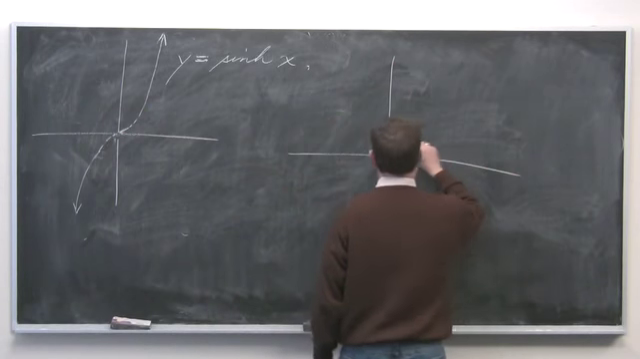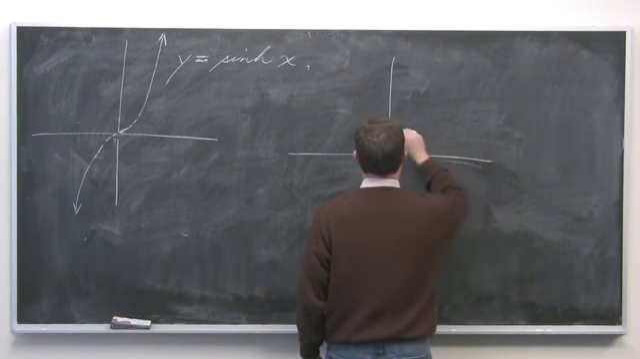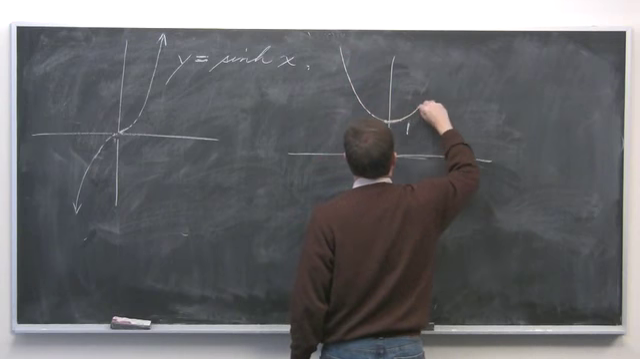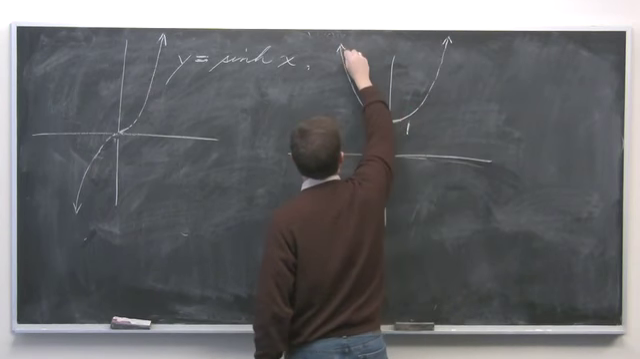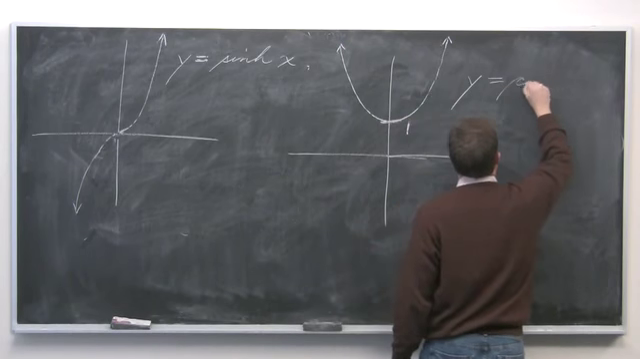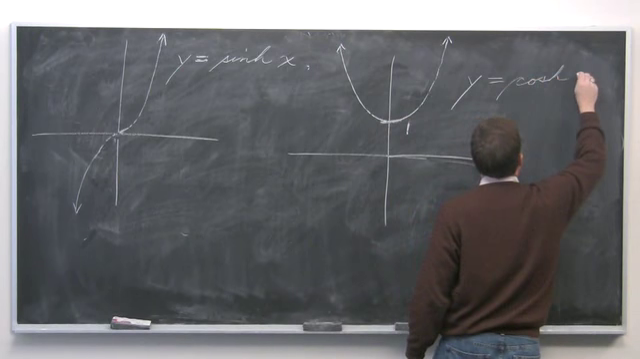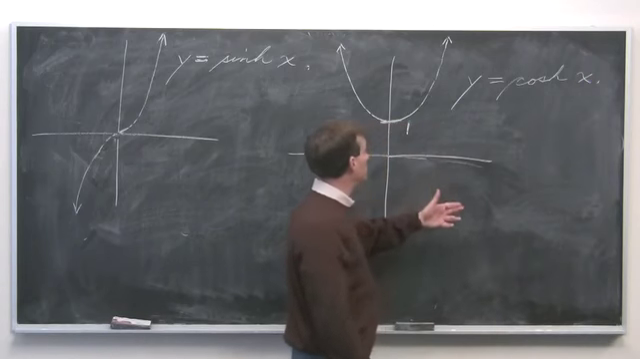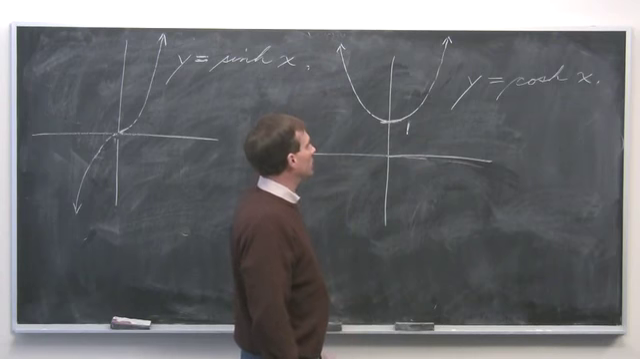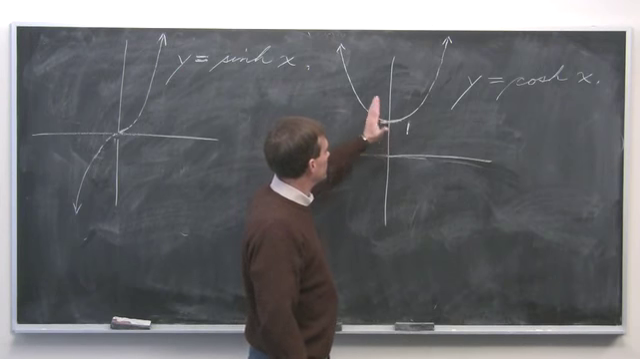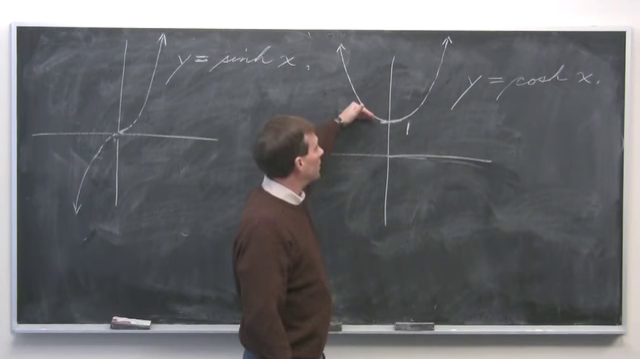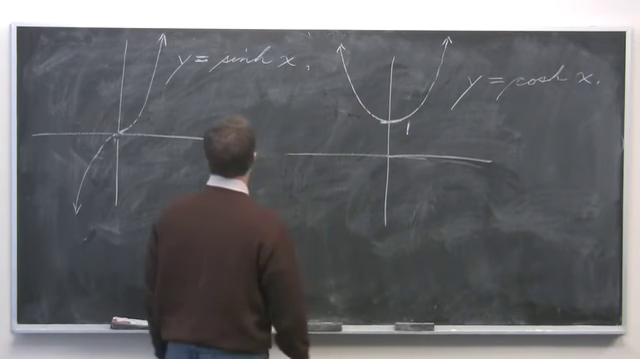Hyperbolic cosine has a minimum value of 1. Hyperbolic cosine is even, so its graph is symmetric about the y-axis. As x goes to infinity, y goes to infinity. As x goes to negative infinity, y still goes to infinity. This function is increasing when x is positive, decreasing when x is negative, and the graph is always concave up.